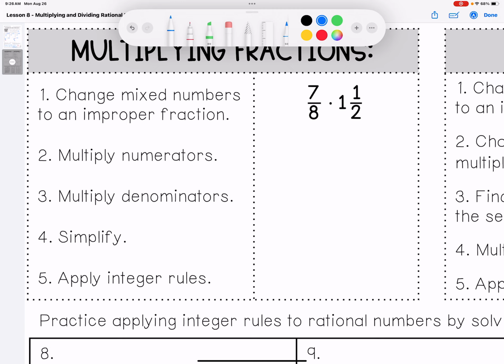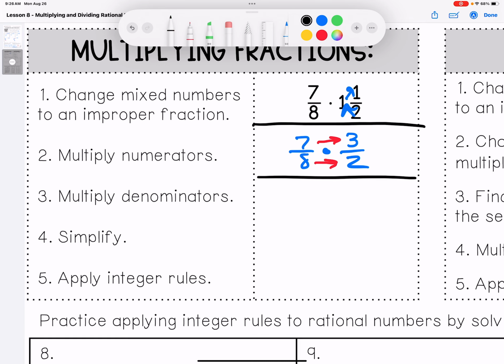So let's do that. 7/8 is already an improper fraction, so let's just leave it. 2 times 1 is 2, plus the 1 on top gives me 3/2. Then step 3 says multiply the numerators and multiply the denominators. So we're going to go 7 times 3, and 8 times 2. I'm going to draw a black line so we can separate them. That gives me 21/16.